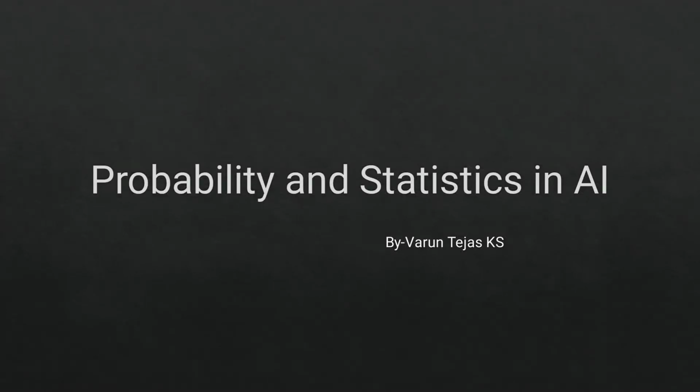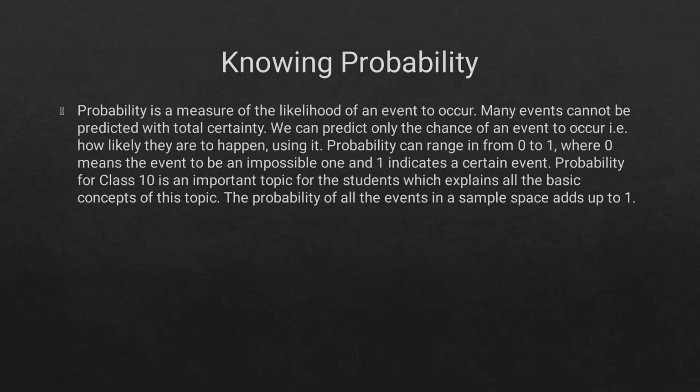I'm Van Tejas, here to present to you a video on the applications of probability and statistics in the field of AI. Knowing probability. So, what's probability? Well, in a descriptive way, it is a measurement of how likely an event may occur. It may happen or it may not.